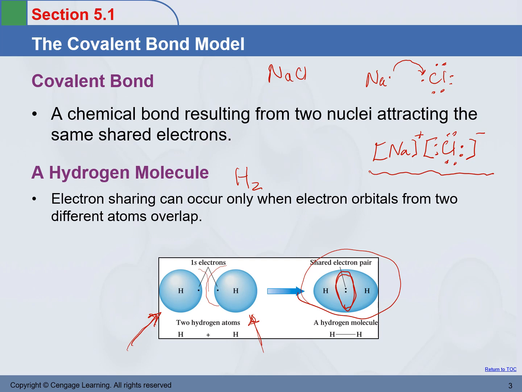Electron sharing can occur only when electron orbitals from two different atoms overlap. So here is the orbital overlapping. It produces increased stability because they both have two electrons in their outermost shell now. This is called the Lewis structure of hydrogen molecule, using a dash to represent shared electrons in between.